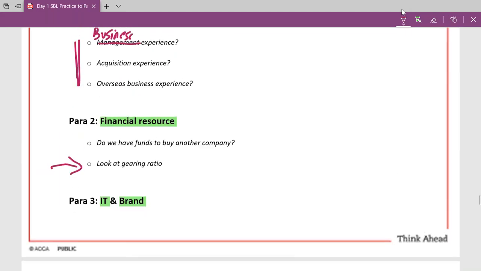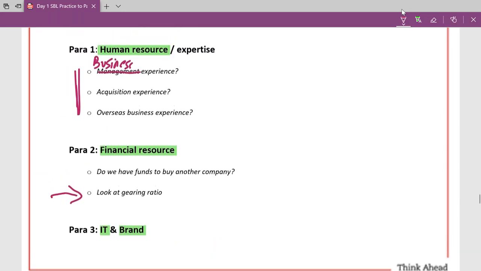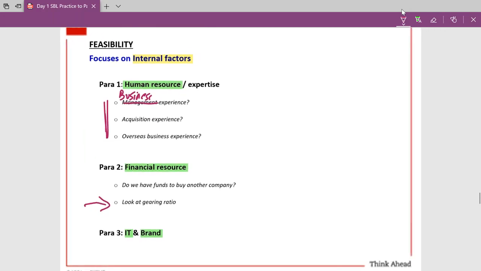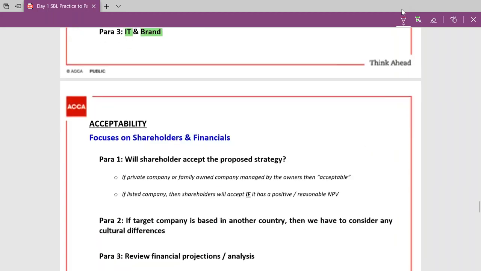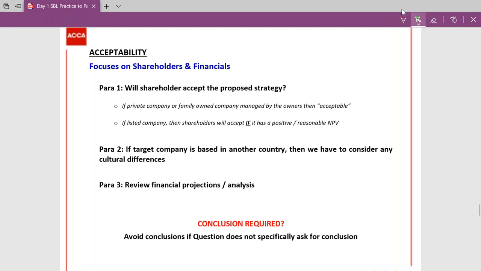IT and brand is just simple. Whatever information is given in the scenario, we will just reproduce that, whether we have the technology and the brand. Okay. So feasibility, you are done with, we look at human resource, financial resource, IT, and brand. Acceptability, this one focuses on shareholders and financials.